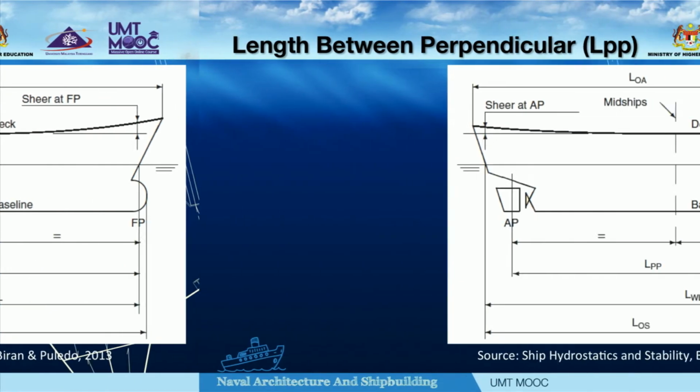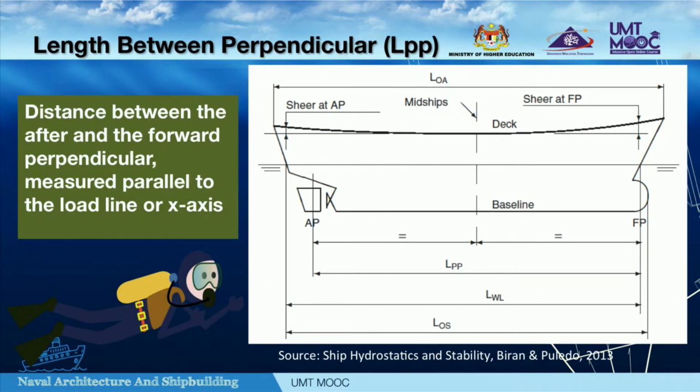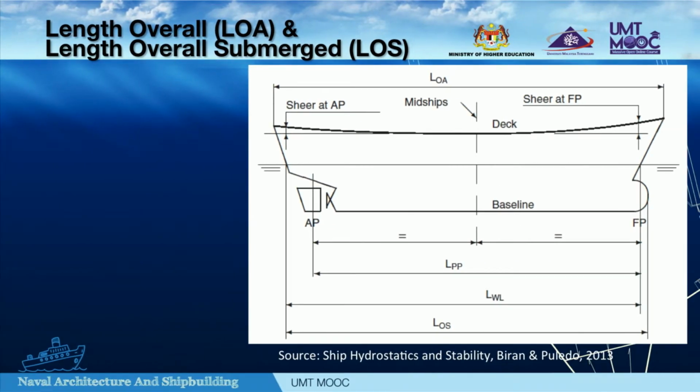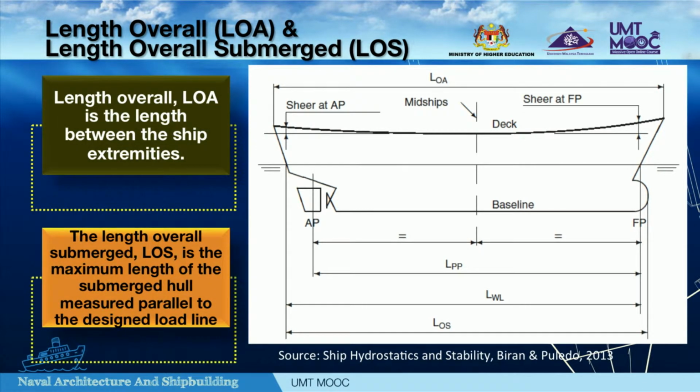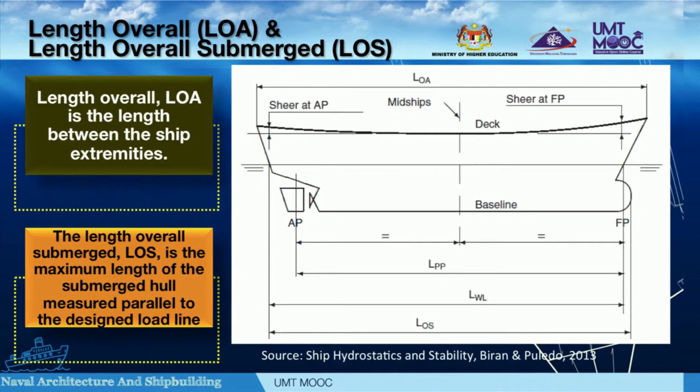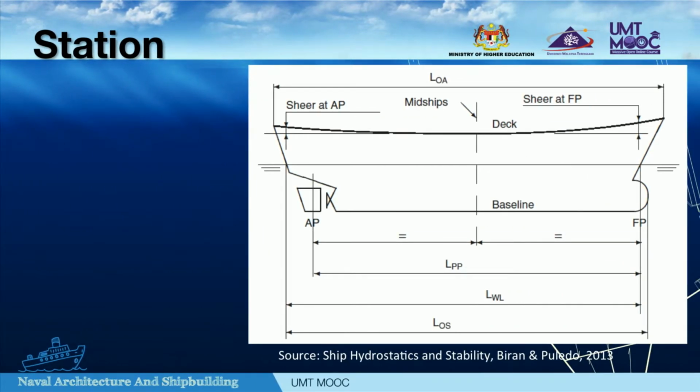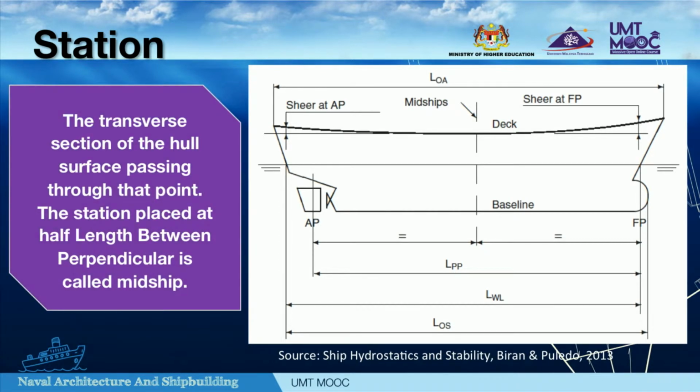The distance between the aft and the forward perpendicular, measured parallel to the load line or x-axis, is called length between perpendiculars, or LPP. The length overall, LOA, is the length between the ship extremities. The length overall submerged, LOS, is the maximum length of the submerged hull measured parallel to the design load line. Station is defined as the transverse section of the hull surface passing through that point. The station placed at half LPP is called midship.